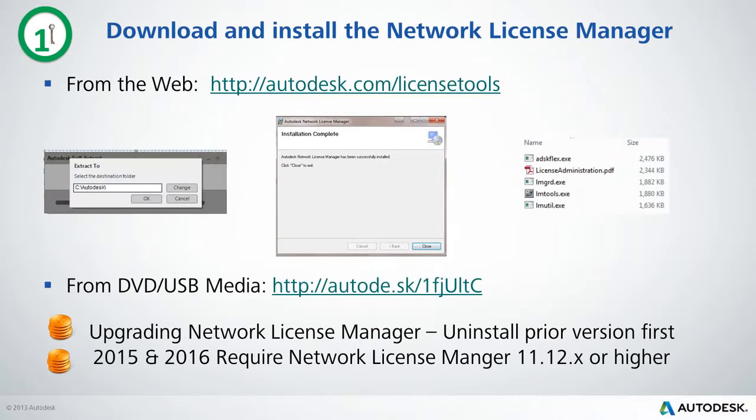Okay, so the first step, we need to download and install the Network License Manager. You can download it from the Autodesk.com website. You can also download it from the installation media. It is included when you install the software. That is one of the tools that you're able to install. For previous versions of the Autodesk software prior to 2015, you could be running an outdated version of the Network License Manager.